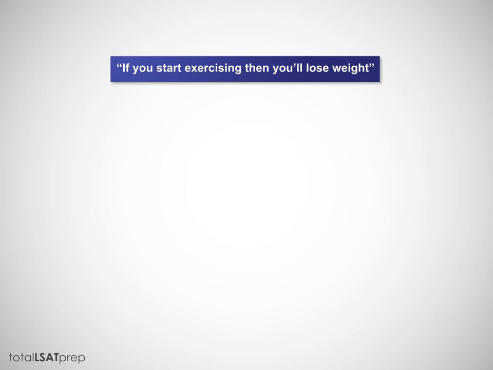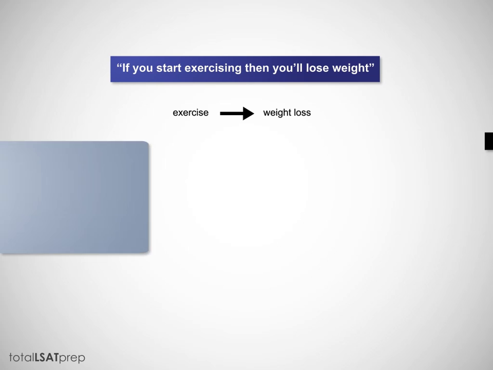Okay, so that's how I want you to understand these statements. In addition to that, it's also really helpful to diagram conditional statements. And the way you would do that is like this. You would symbolize the first condition. In this case, we'll just put exercise as a symbol for if you start exercising. Then you would draw an arrow to the right of that, and you would draw some sort of representation for the second condition. In this case, we'll just put weight loss for then you'll lose weight. And the arrow lets us know that to the left of it is the first condition, and to the right of it is the second condition. And the way you would read this is if exercise, then weight loss.